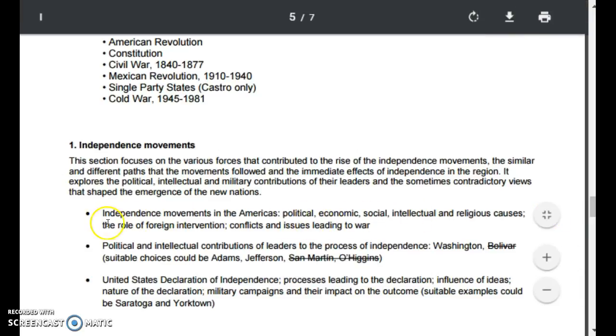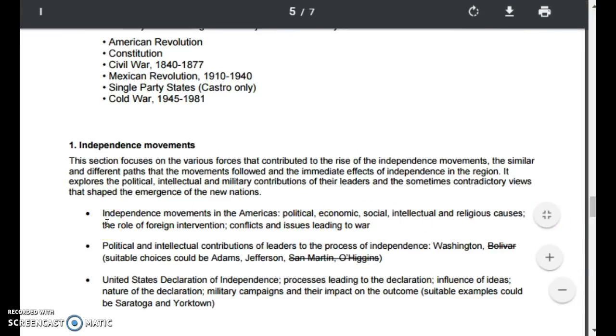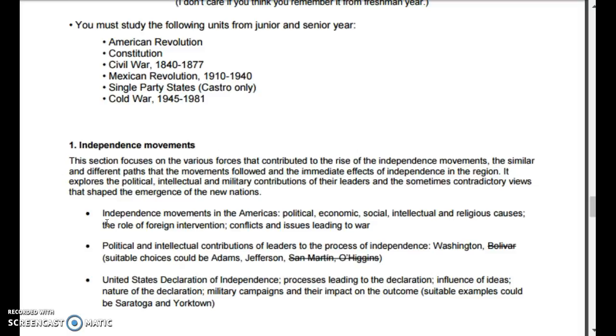We'll start with this section here, independence movements, political, economic, social, intellectual, religious causes, conflicts and issues leading to war. In our second video, most likely, we will look at political, intellectual contribution of leaders, particularly Washington, Adams, Jefferson. We will look at, probably in the third video, the D of I, the processes leading to the Declaration, and potentially in a fourth video, the military campaigns, as well as we'll skip back up here and hit foreign recognition.